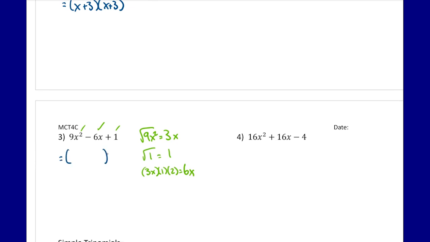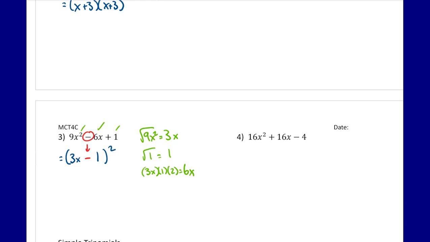I'm going to set up my brackets. It's going to be squared. The first term is the square root of my first term in my trinomial, so 3x. Last term is going to be 1. And the sign in front is now going to be a negative or a minus this time because of the minus x, or the minus in between the first two terms.